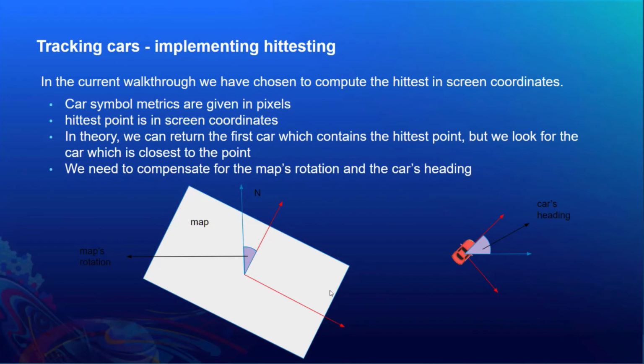Again, car symbols are given in pixels. Basically they're images. But we need to again consider the map rotation and the car rotation. And we want to do it right. Even more, when we're doing a hit test, the hit coordinate is given in window coordinates, and the car coordinates are given in map coordinates, so we have to convert at least one to make sure that both are in the same coordinate space.